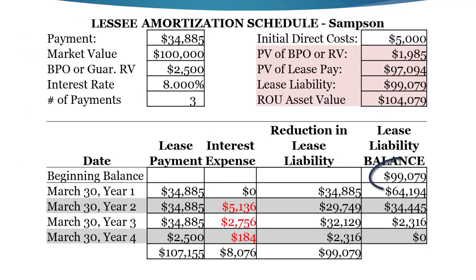We started with that $99.79 as our beginning liability balance. We make three payments of $34,885. You can see the interest that we're going to end up paying. So hopefully you got all those numbers. You came out to a nice even zero, which is what we wanted. And with those numbers, we're ready to jump in to our journal entry.